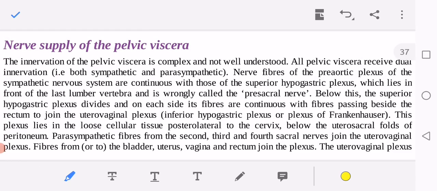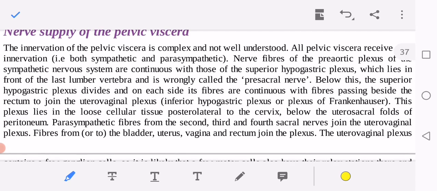Nerve supply of the pelvic viscera. The innervation of the pelvic viscera is complex and not well understood. All pelvic viscera receive innervation, both sympathetic and parasympathetic. Nerve fibers of the pre-aortic plexus of the sympathetic nervous system are continuous with those of the superior hypogastric plexus, which lies in front of the last lumbar vertebra and is wrongly called the presacral nerve.